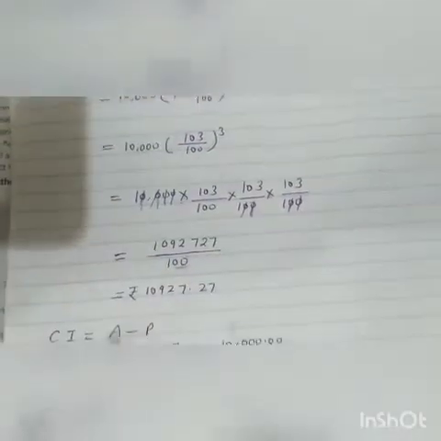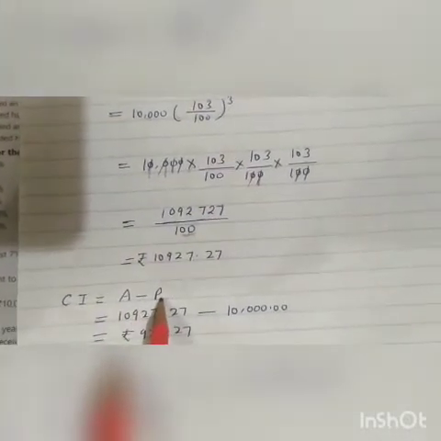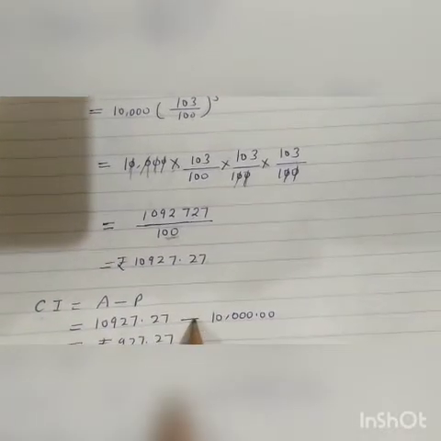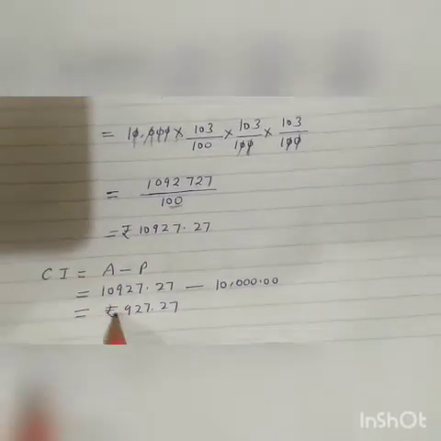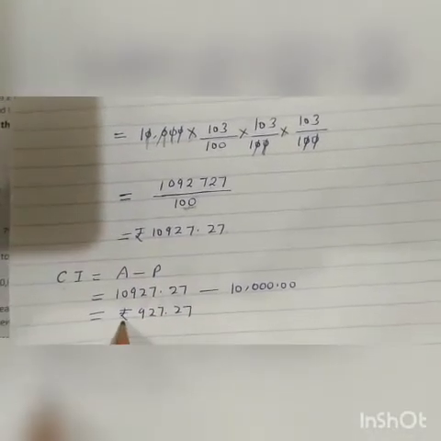We have to find compound interest. Then compound interest is equal to A minus P. A is 10,927.27 minus 10,000. Then we will get 927.27 rupees.